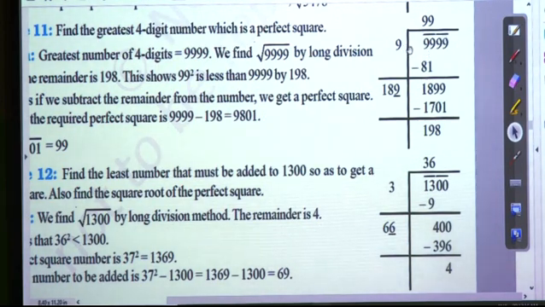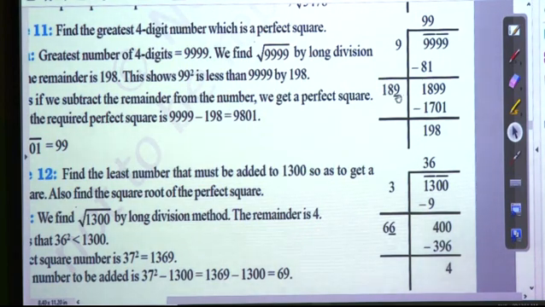Same procedure. 99 is the first value. We have to find a square nearby or equal to it. 9 square is 81, 10 square is 100. So 100 is greater than 99, and we have to take the smaller value, that is 9 square, 81. 9 nines are 81. How much is remaining? 18 is remaining.